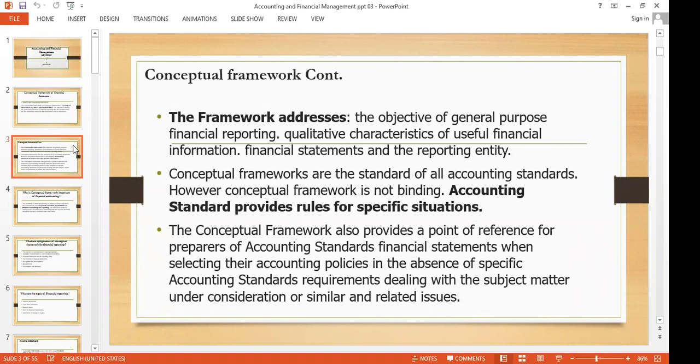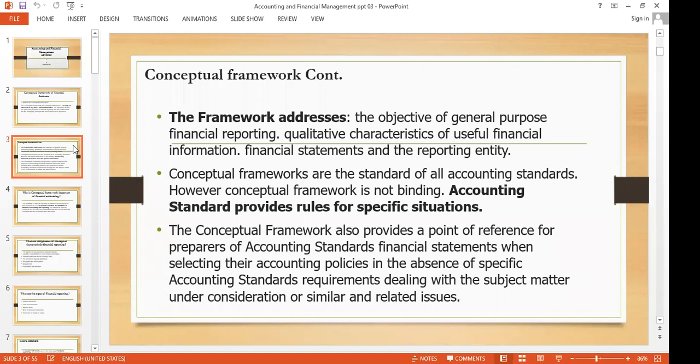Qualitative characteristics of useful financial information, financial statements and the reporting entity. The conceptual framework is the foundation of all accounting standards. We are preparing financial statements going through the accounting standards. However, the conceptual framework is not binding.